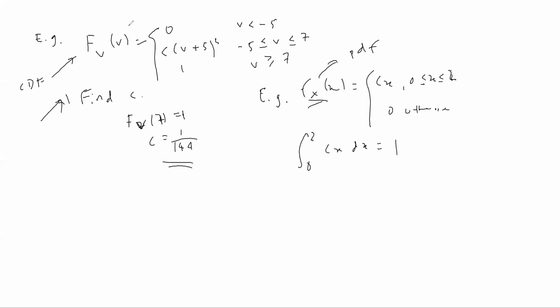Any question here? I don't think I need to solve the second example here. It's clear cut enough. In this case, it's very straightforward because cx squared over 2 from 0 to 2 is equal to 1. So c times 4 over 2 equals 1, so c is equal to half.